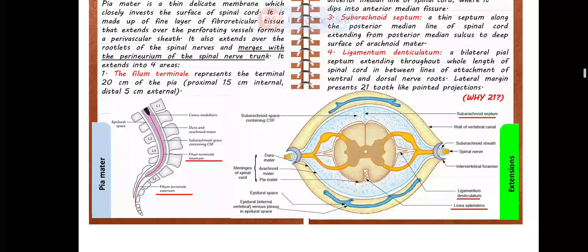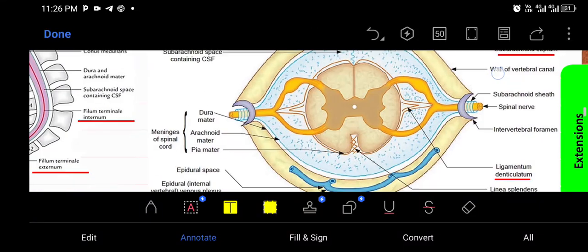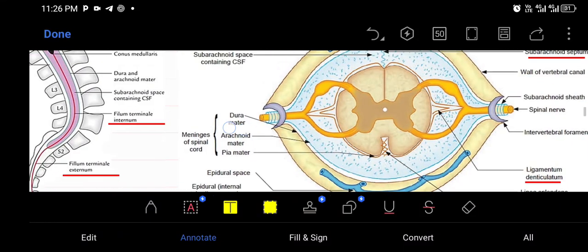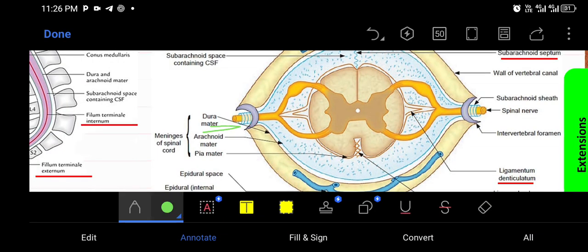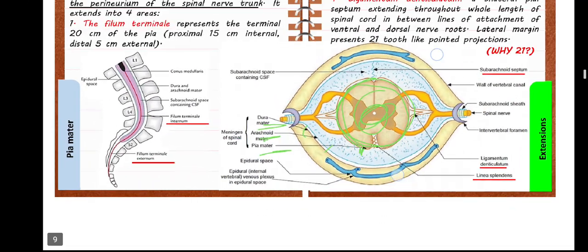The other layers, look at this picture here. The dura is the outermost. The arachnoid is the next one. Look at the dura here. The dura, arachnoid, and the pia is the innermost. Look at the first layer here, the second layer here, and the third layer is the innermost one, the one that's close to the spinal cord here. Look at the pia. It's the one that closely encloses and invests the spinal cord. So it is the innermost layer of the spinal meninge.